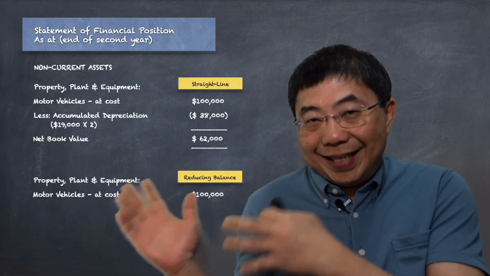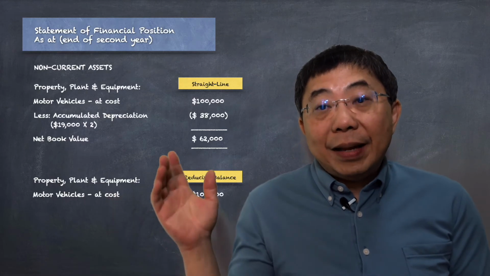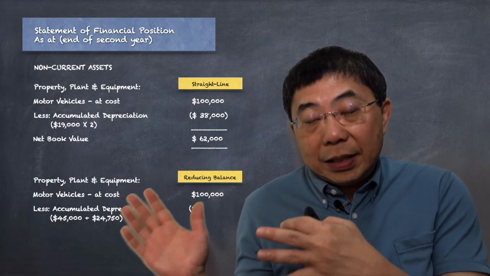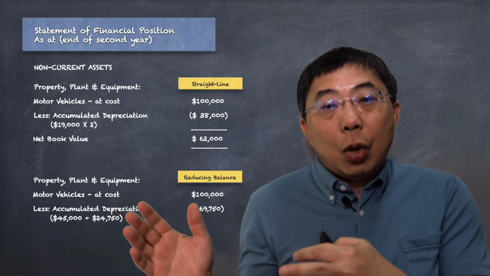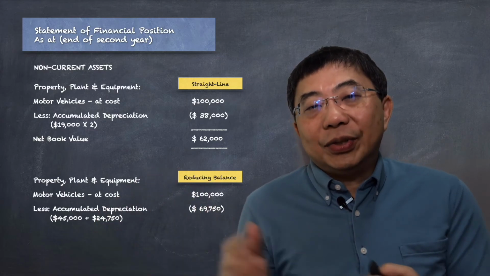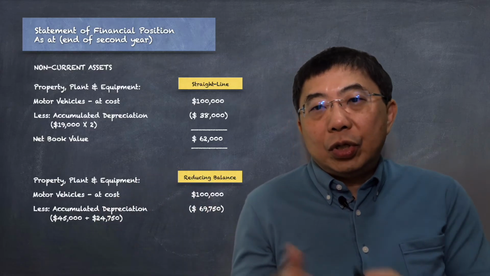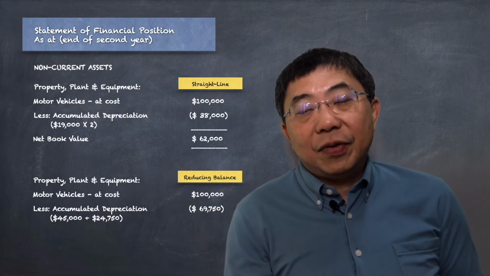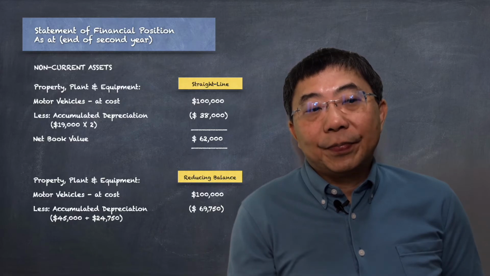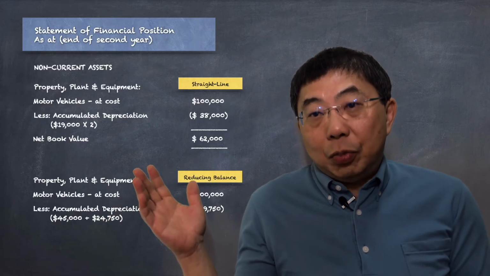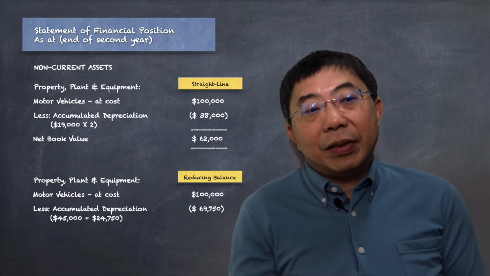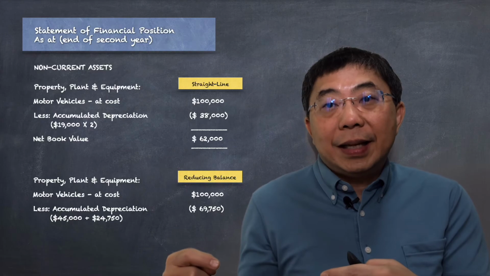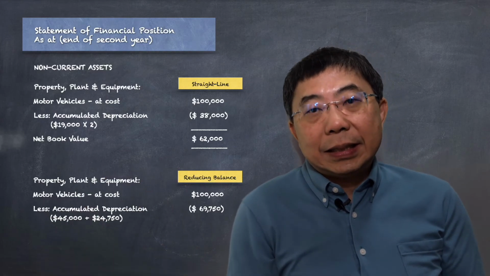Now, if we use the reducing balance method, the cost of the motor vehicle of $100,000 will be reported in the same manner. But under the reducing balance method, the accumulated depreciation for the 2 years will now be $69,750, which is $45,000 in the first year and $24,750 in the second year. Now, this is much more than using the straight line method because of the assumption that the utility of the asset is higher in the earlier years.